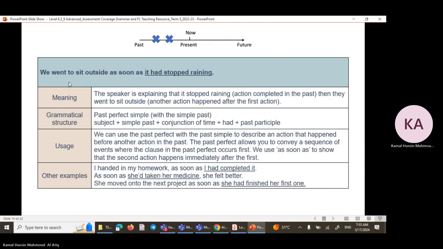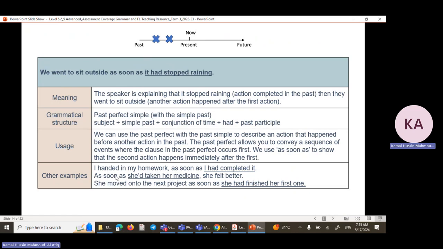Next part, using as soon as. After as soon as, I have to add had plus past participle. Before as soon as, verb 2. I handed in. Sometimes as soon as is in the middle, sometimes at the beginning. It has nothing to do with position, it just depends on the action, whether the action happened before or after.